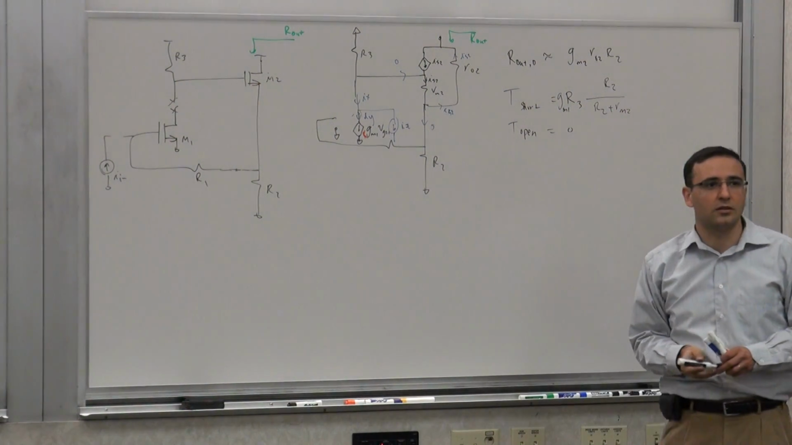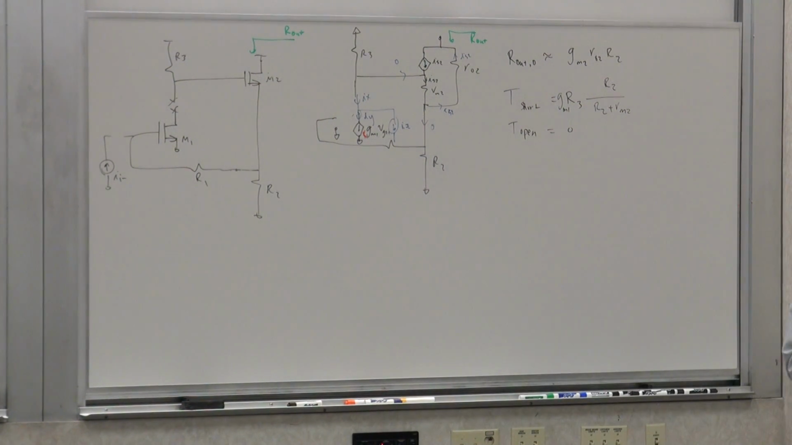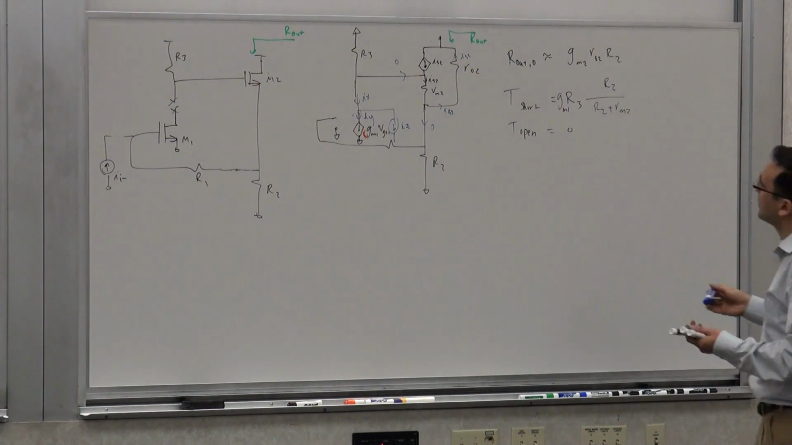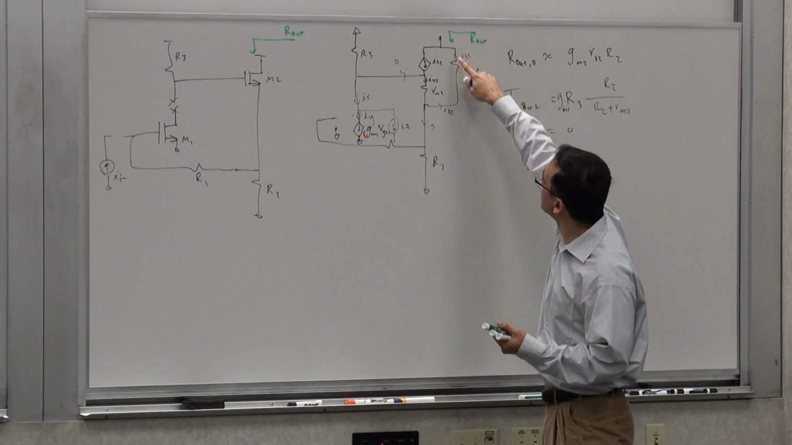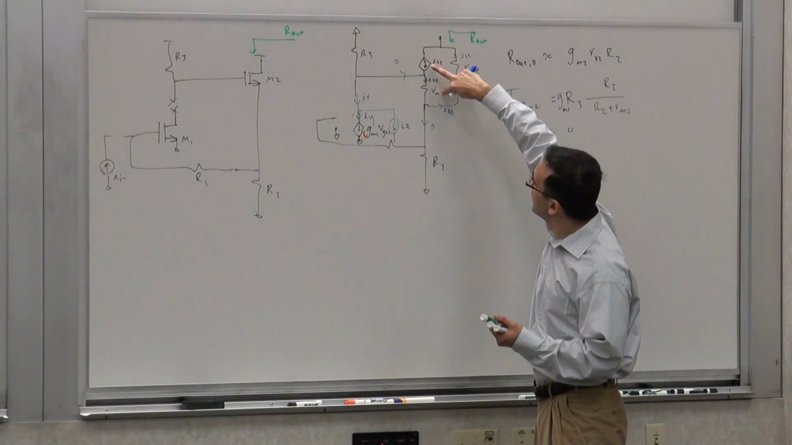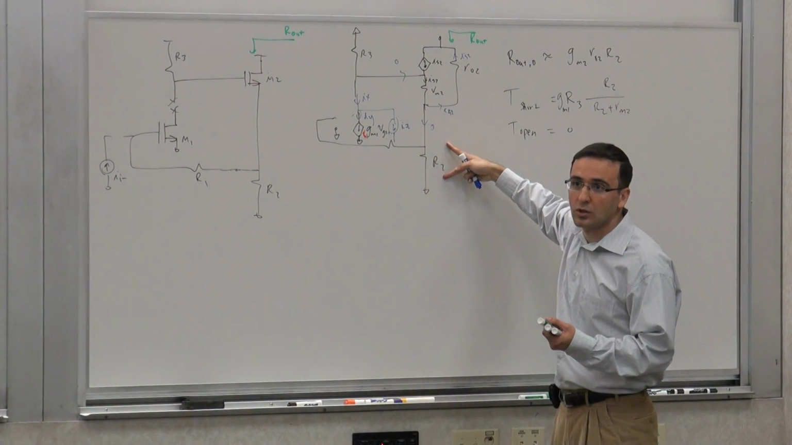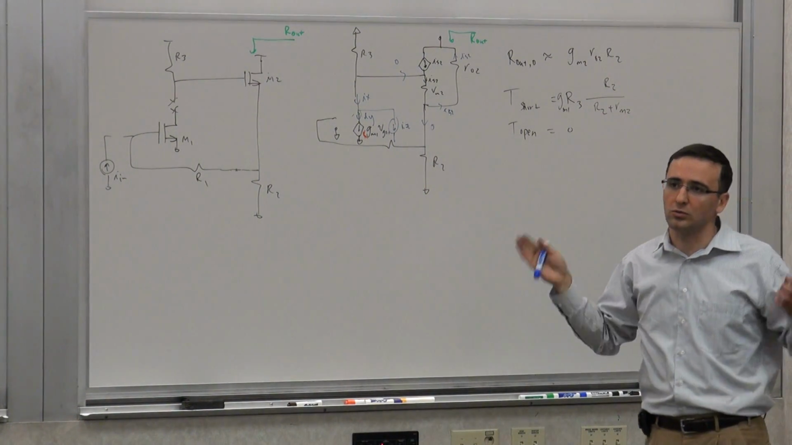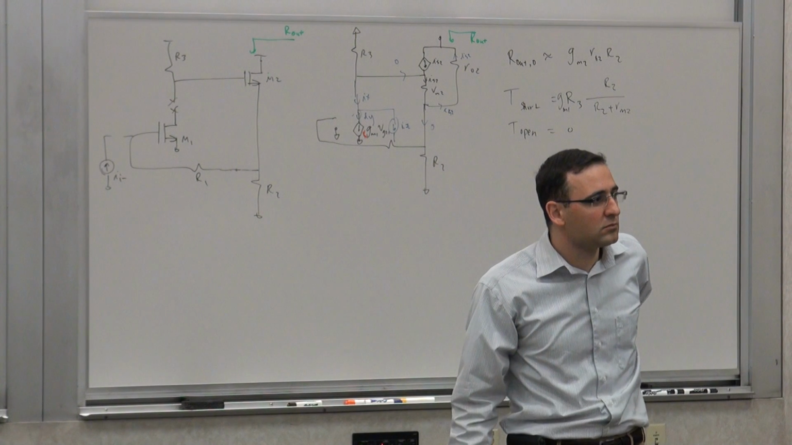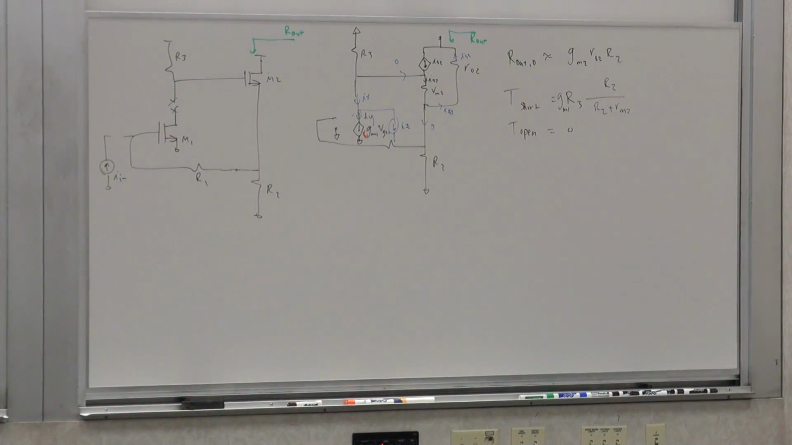That gives me the return ratio. I ignore the effect of RO in this case. I basically assume it's very large, much larger than R2. If it weren't, RO would be in parallel with R2, because this is shorter on this side. So this would come down in parallel with R2. So everywhere I have R2, it becomes R2 parallel RO2, if you want to take this into account. Nothing will change.